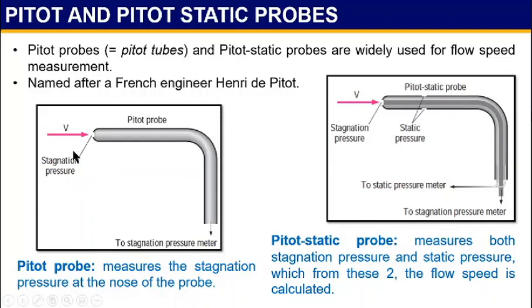We have stagnation pressure measured here, but in the pitot static probe we have two points, stagnation pressure and also static pressure. It means that the pitot static probe can measure both of these pressures, stagnation and static, meanwhile the pitot probe can only measure the stagnation pressure. Let's see a little bit more about the pitot static probe.